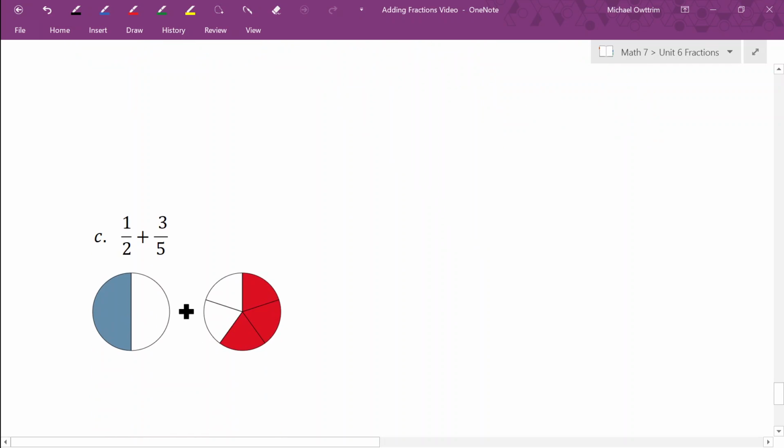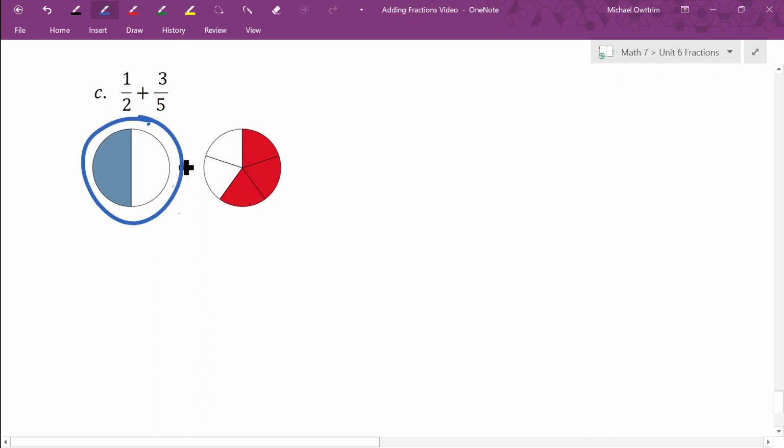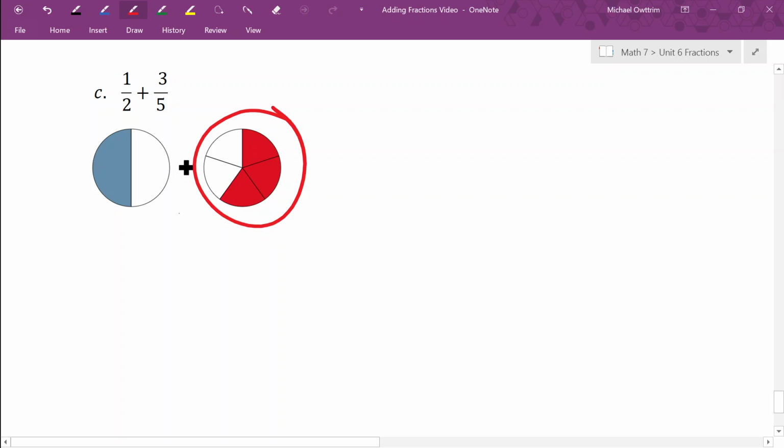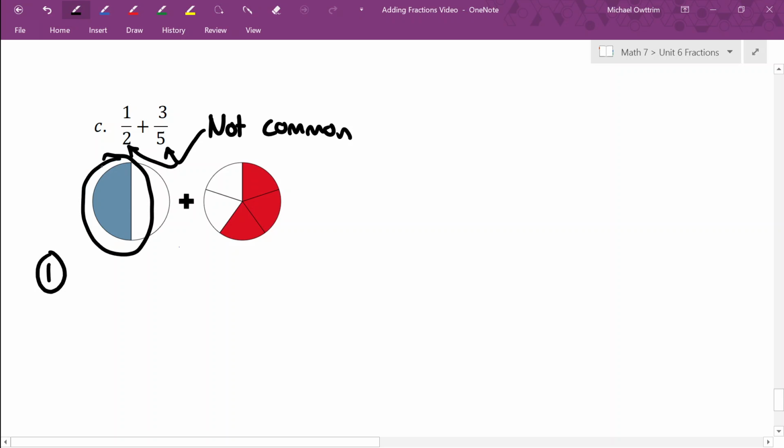Let's do one more of those. Let's take a look at this one here. I've got 1/2, which is this diagram here, added to 3/5. And that would be this guy here. 3 sections out of a whole made of 5 sections. Again, we can see the problem here is that our bottoms are not the same. Obviously, 2 and 5 are not the same number. And why that's a problem is that this section and this section are obviously not the same shape. So I can't just count them up as they are.